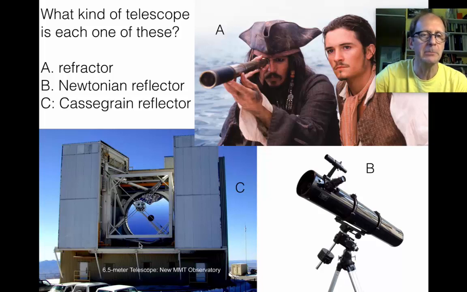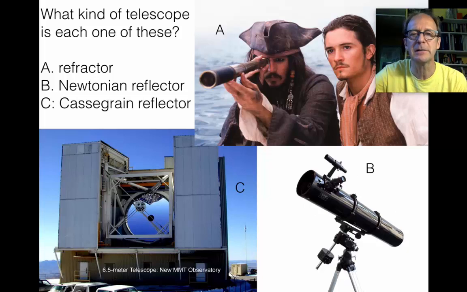This is the MMT Observatory in Arizona, 6.5 meters across. It's more than 20 feet across, that primary mirror, and there's the donut hole. The secondary mirror is right here. Here's a Newtonian reflector. Here's an eyepiece. And this little thing here is basically an aiming device. We call it a finder scope. It has crosshairs in it, just helps you aim the telescope.